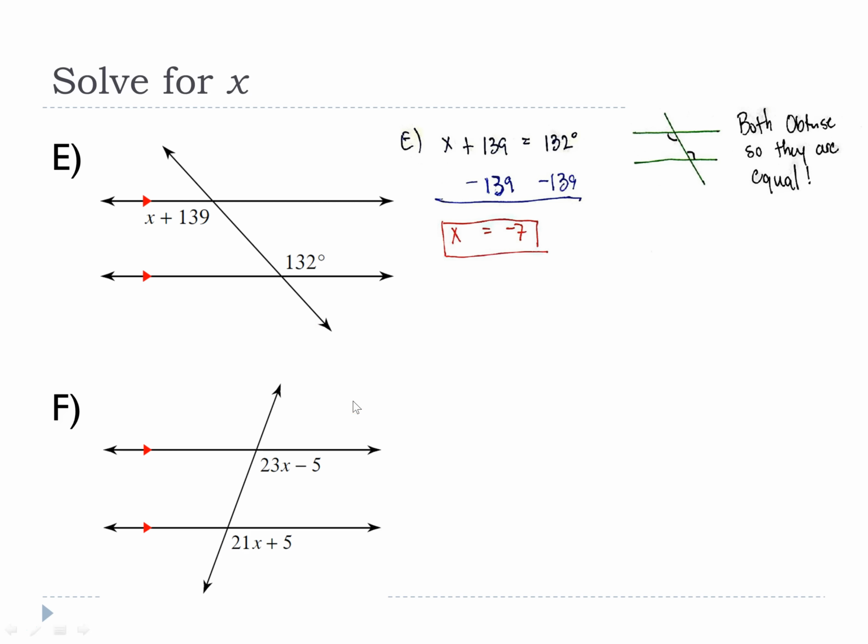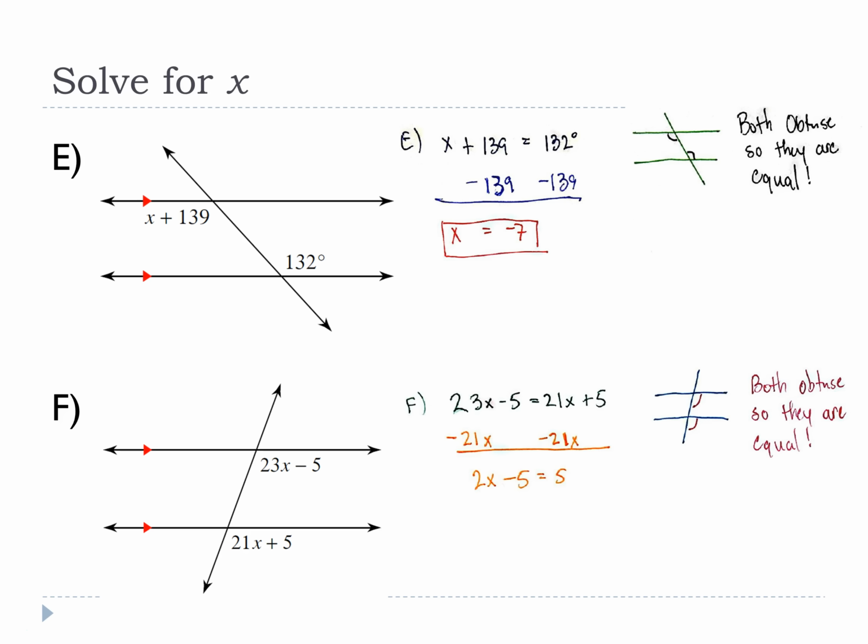All right, look at the angles. They're both obtuse, so they both have to be equal. In fact, they are corresponding. So that means I can take the expressions and set them equal to each other. I'm going to move the smaller x. That leaves me with a variable with a coefficient of x that's positive. All right, subtract 21x from each side. Move that -5 by doing the inverse, which is addition. And of course, now I've got to divide. All right, cool. So x is equal to 5.